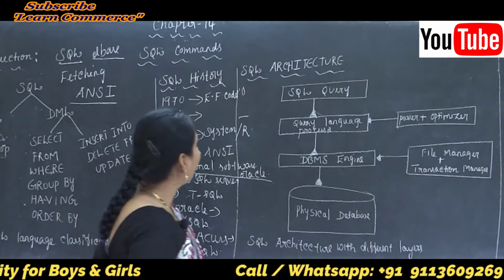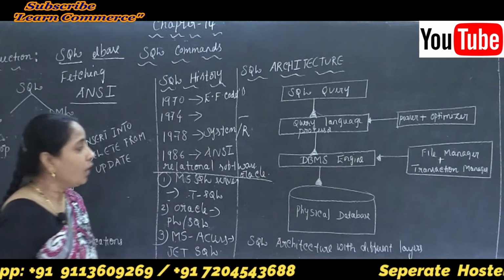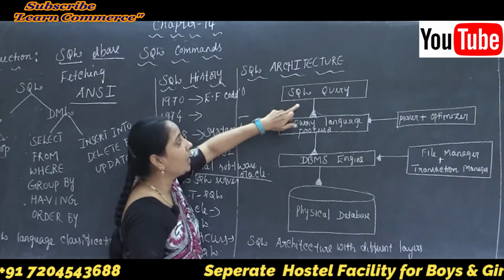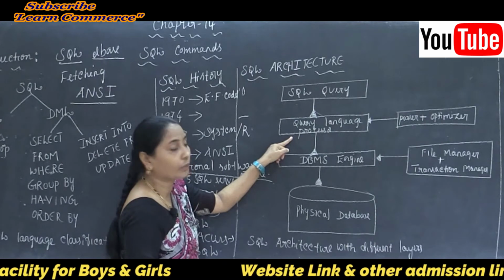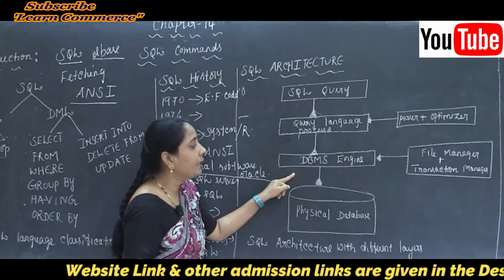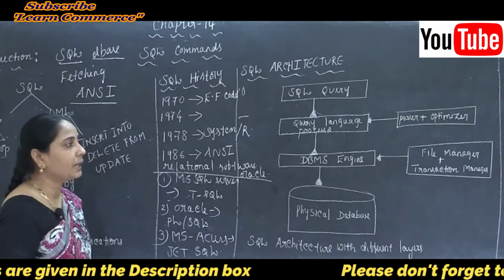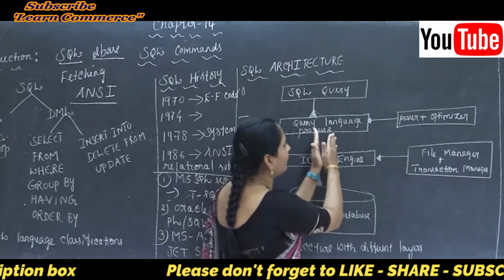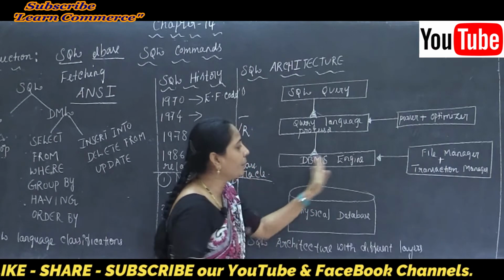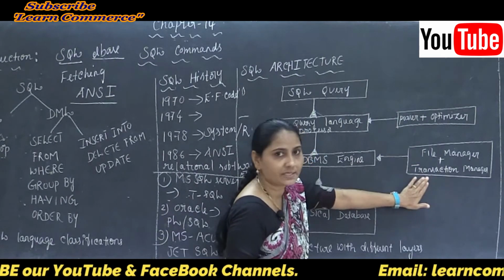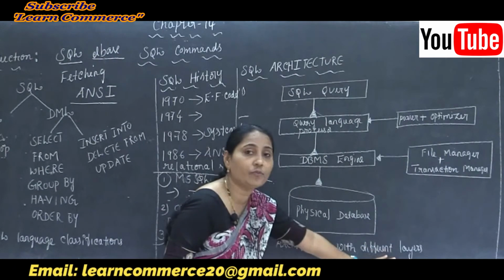After completing the SQL history, the next thing is our SQL architecture. In our SQL architecture, the first thing is the SQL query, the second is the query language processor, the third is the DBMS engine, and the last is the physical database. In the query language processor there is the parser plus optimizer, and in the DBMS engine the file manager plus transaction manager. This diagram shows the SQL architecture with the different layers.